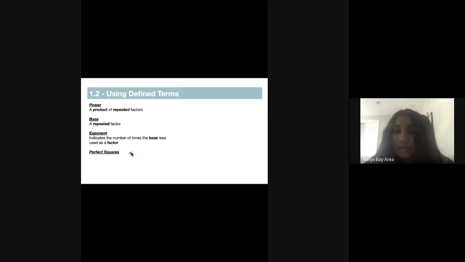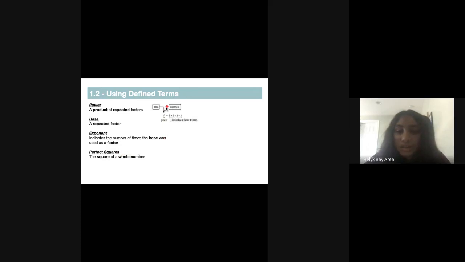And our next term are perfect squares. Perfect squares are a square of a whole number. So let's say 2 times 2 is equal to 4. This means that the perfect square of 4 would be 2. Or the perfect square of 2 would be 4.